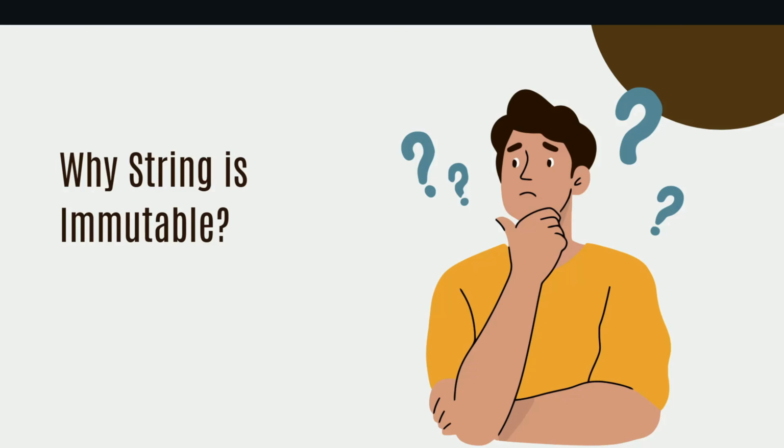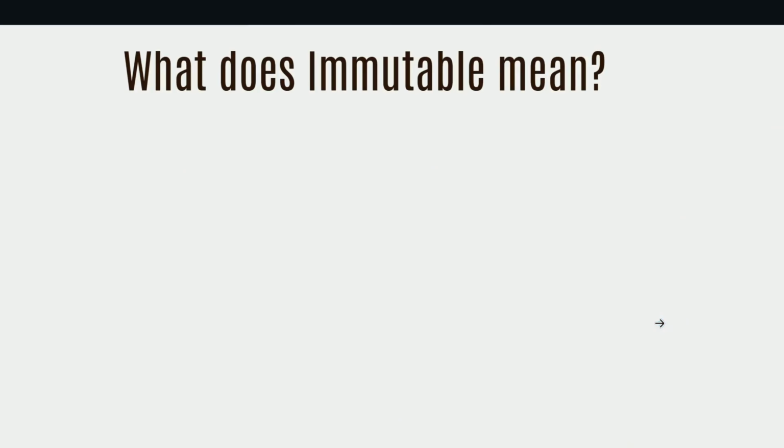Today we are going to discuss one of the most important core Java concepts: why String is immutable in Java. Honestly, this is a question that I myself have been asked many times in interviews, and it's also one of the most misunderstood topics among beginners. So in this video, I'll explain it in a very simple way with examples so that you never get confused about this concept again. So first, understand what immutable means.